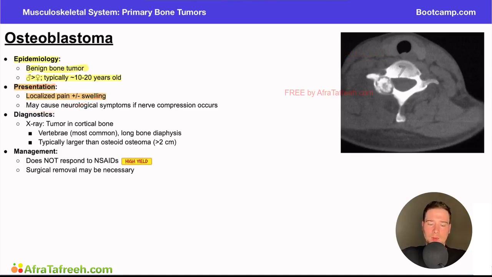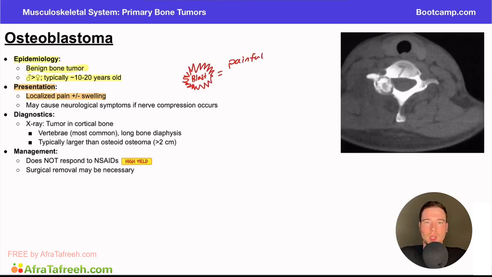And again, I think about kind of a memory aid here to think about the blast, right? I'll talk about a couple different things here, but the blast, if you think about a blast occurring, it's going to be painful. So the osteoblastoma is when I think about classically being a painful bone tumor.